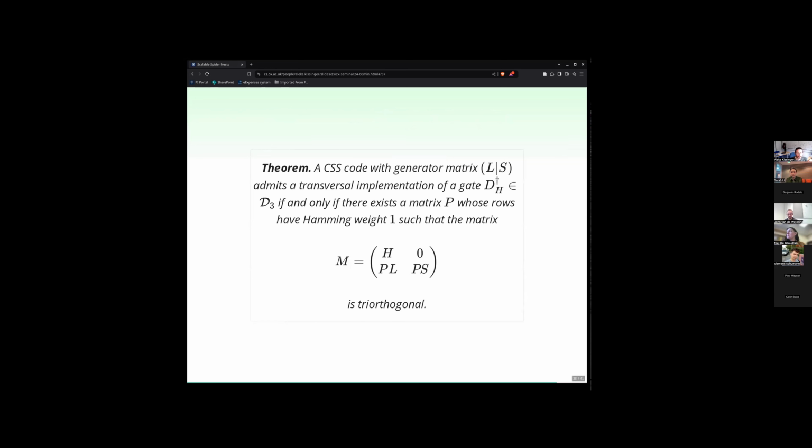So a CSS code defined by this pair of matrices L and S admits a transversal implementation of a gate D sub H dagger, which is in the 3rd level of the Clifford hierarchy, if and only if there exists a matrix P whose rows have Hamming weight 1 such that the following matrix is triorthogonal. Okay, so this is a bit of a mouthful, but if you look at how this is stated in various places in the literature, this is basically always complicated. And I think this is one of the simplest ways that you can state this in full generality for the 3rd level of the Clifford hierarchy, or of the diagonal Clifford hierarchy.